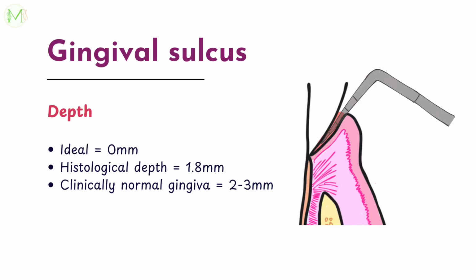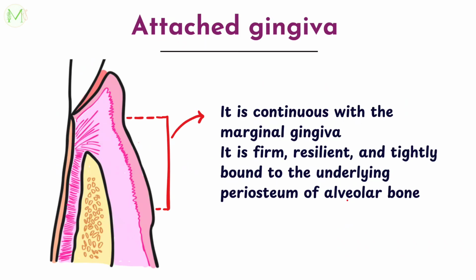We can check for the depth of gingival sulcus using periodontal probe. In absolute normal or ideal conditions, the depth is 0 mm. While looking at the histological section, it is approximately 1.8 mm. But normally, the probing depth of clinically normal gingival sulcus in human is 2 to 3 mm. Attached gingiva. Attached gingiva is continuous with the marginal gingiva. It is firm, resilient, and tightly bound to the underlying periosteum of the alveolar bone.